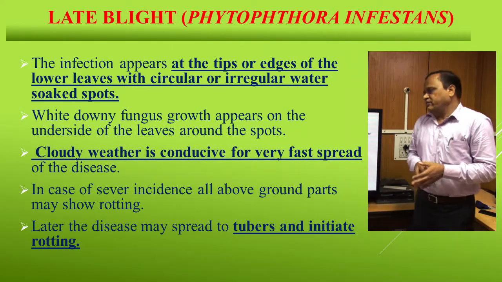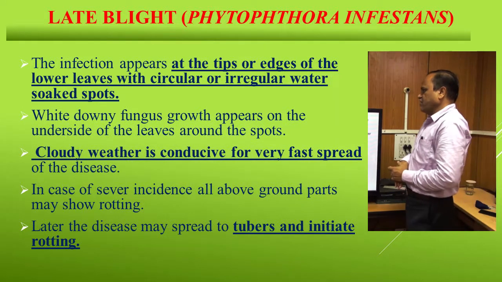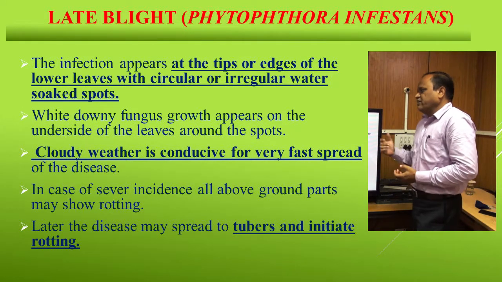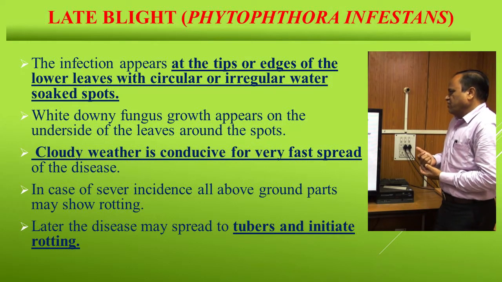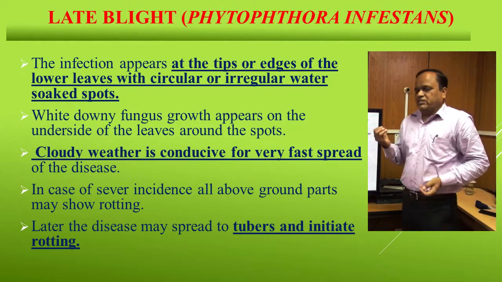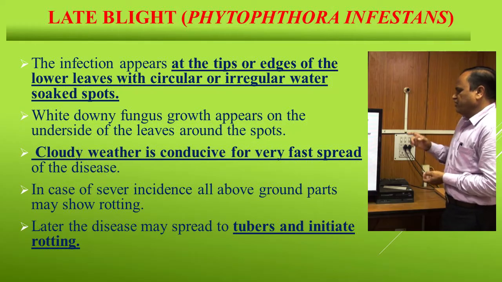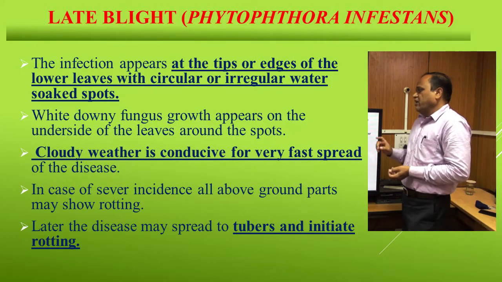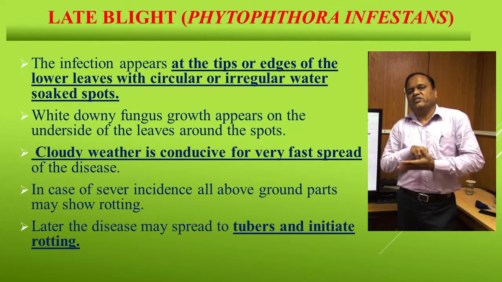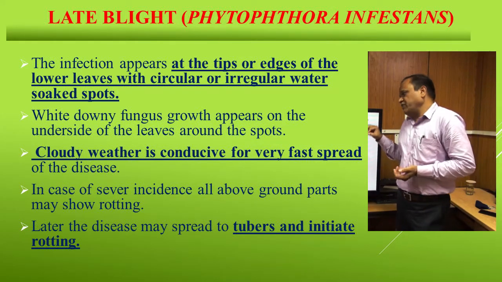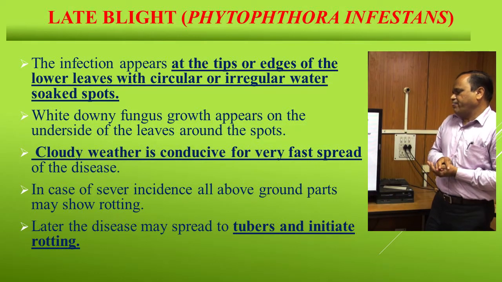Now the next disease is late blight. It is caused by Phytophthora infestans. The infection appears at the tip or edges of the lower leaves with circular or irregular water-soaked spots. White downy fungus growth appears on the underside of the spot. Cloudy weather is very conducive. So if there is cloudy weather, then this is very conducive for the late blight of potato.